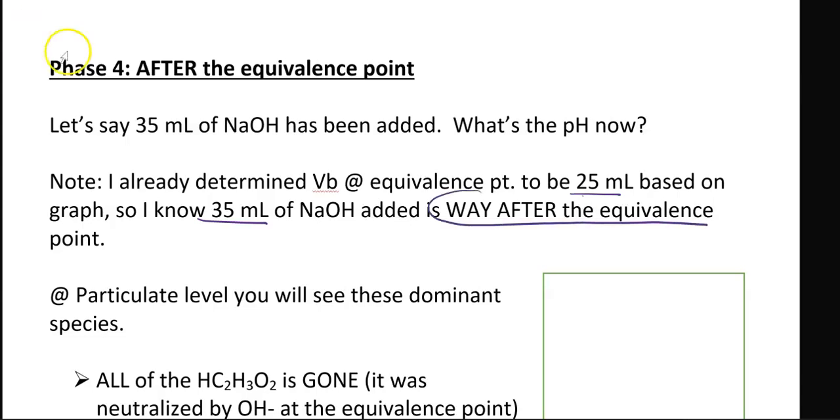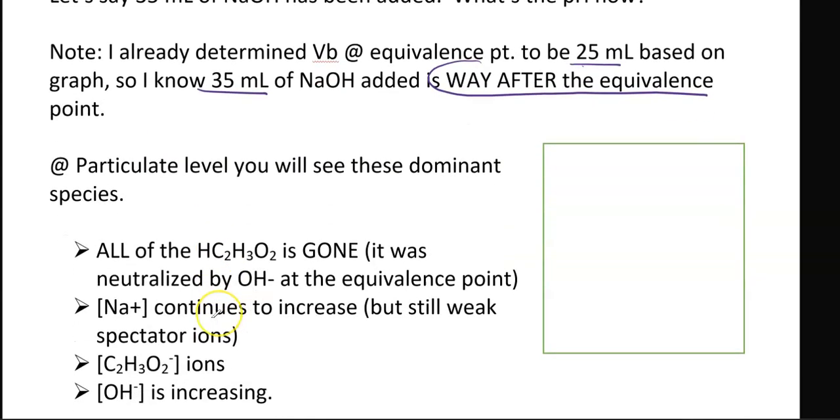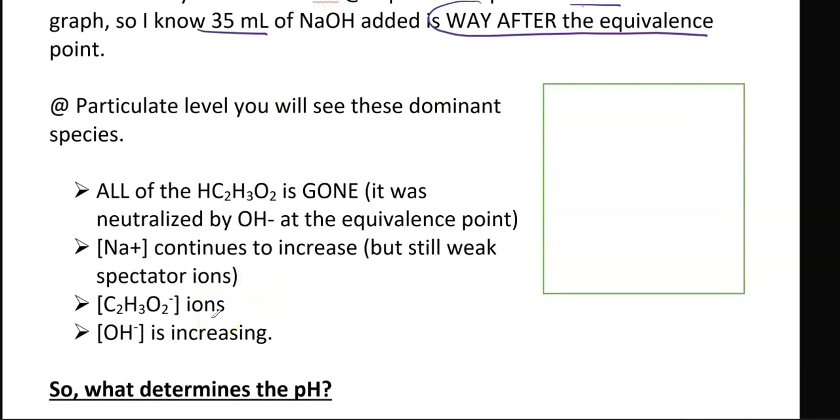What would be going on at the particulate level? Well, let's figure out what our dominant species are. So let's consider what has happened at this point. All the weak acid is gone. It has been neutralized. The sodium ions are going to continue to collect because you're dumping more sodium hydroxide in, and sodium ions are just spectator ions. So it's fine.